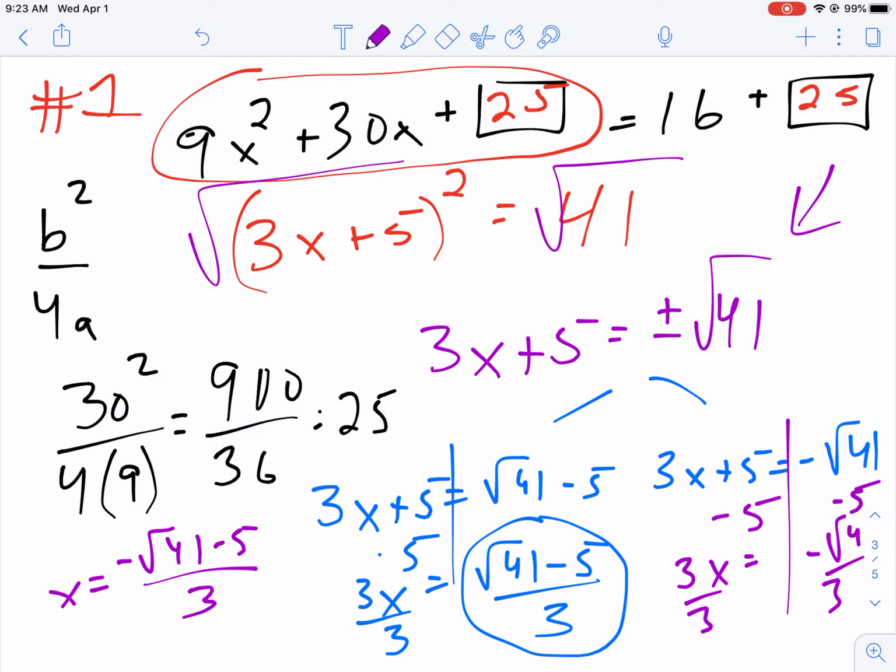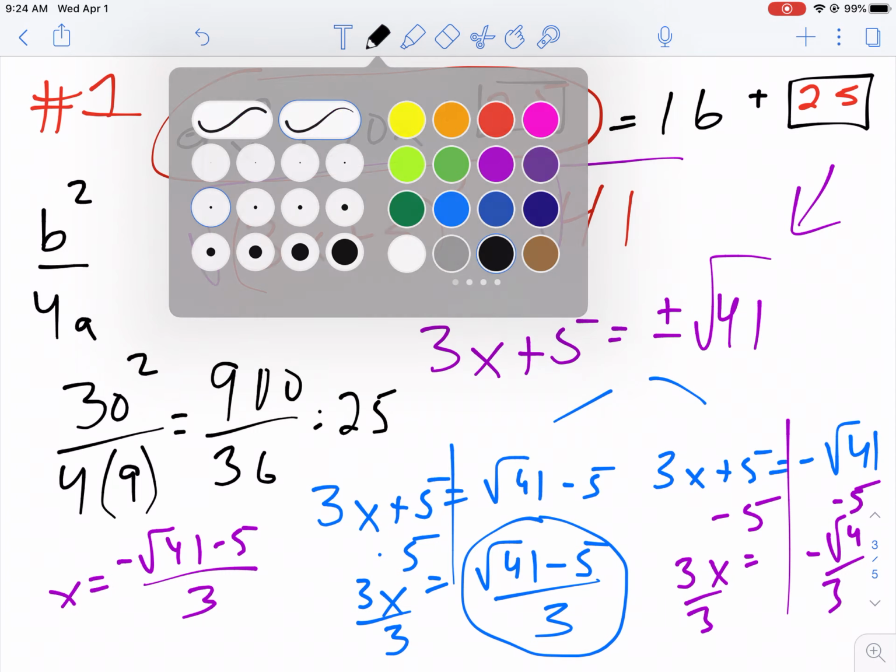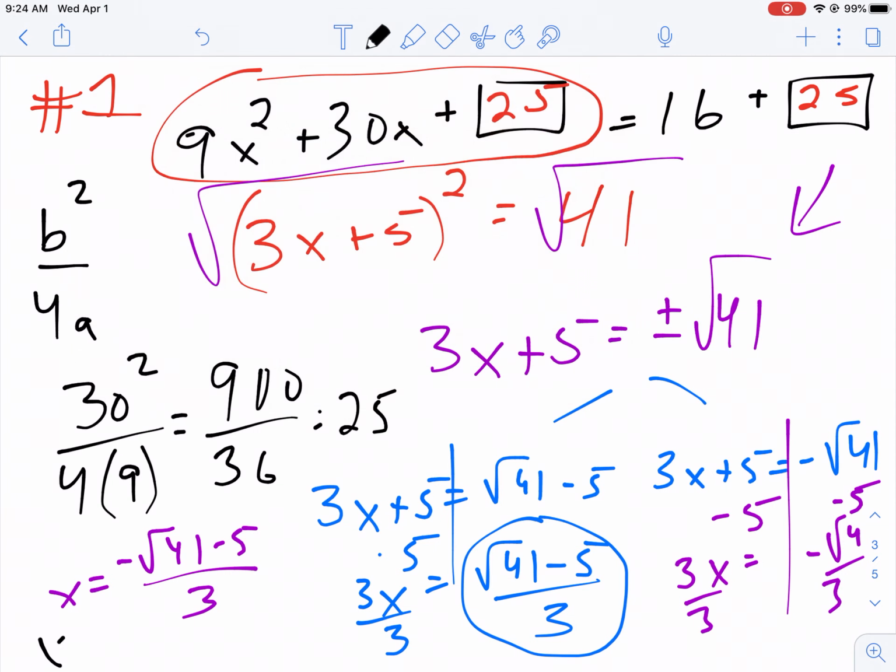Now, if you want to be lazy, like I know Dayton's probably going to do, you could just do x equals positive and negative square root of 41 minus 5, divided by 3. And that's fine. So instead of having the two equations, if you just do the positive and negative, you're good there.